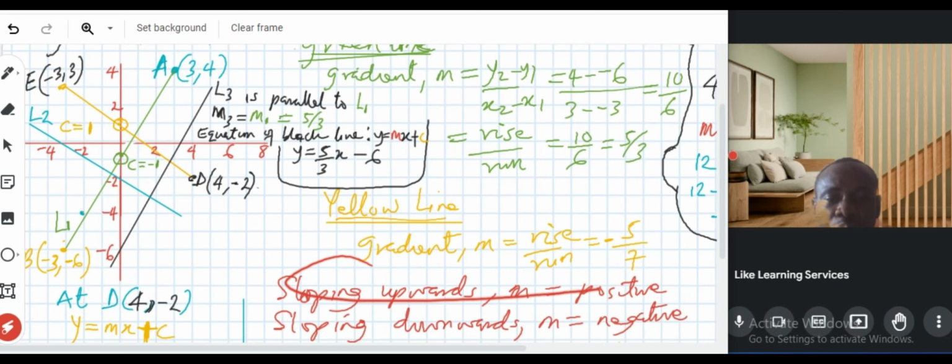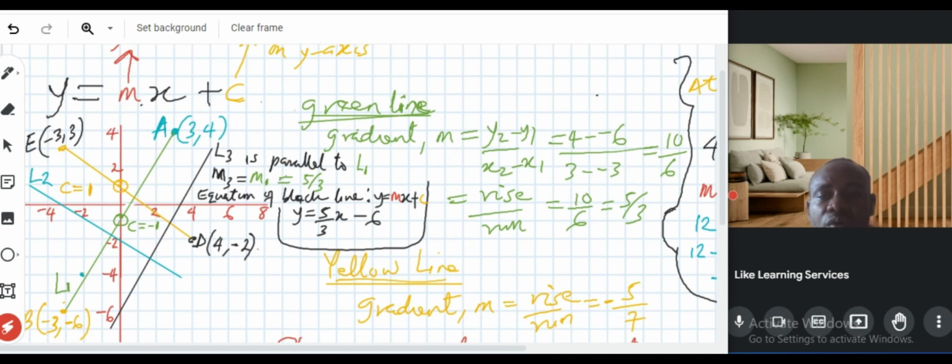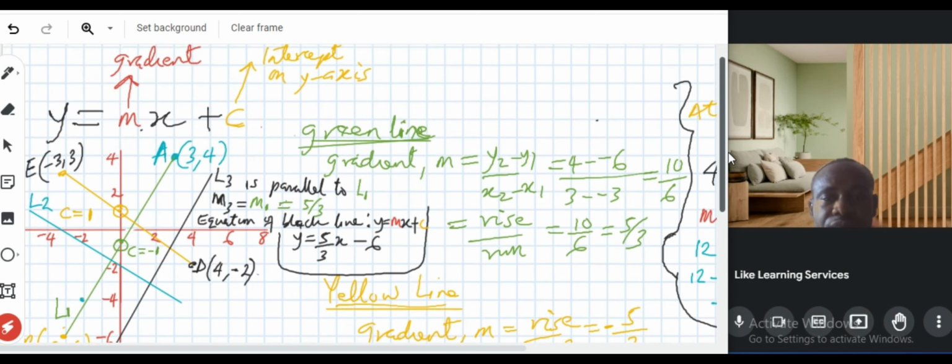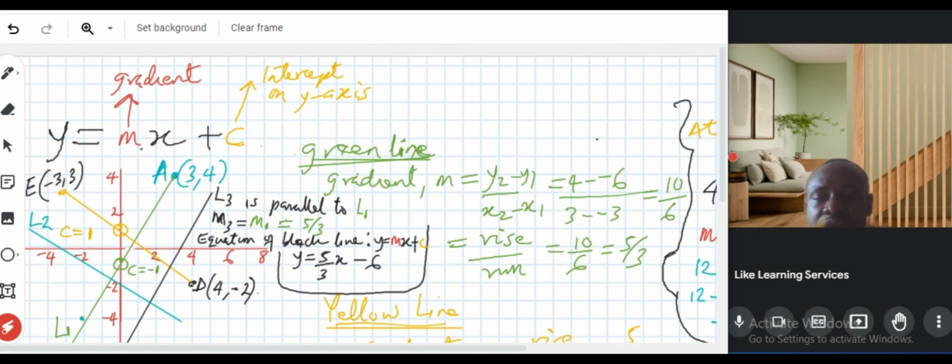Remember, sloping upwards, gradient is positive. Sloping downwards, gradient is negative. Now, this is the general equation of a straight line, as we have said a number of times: y equals mx plus c.